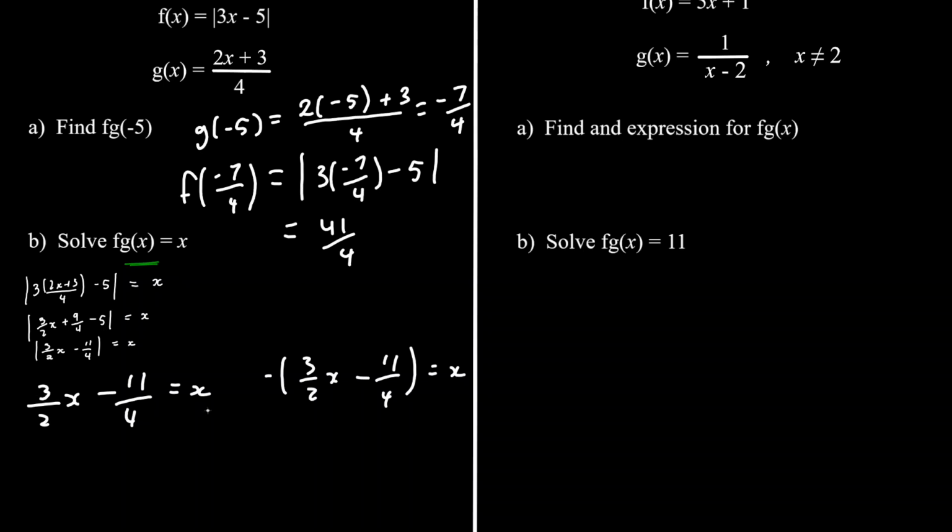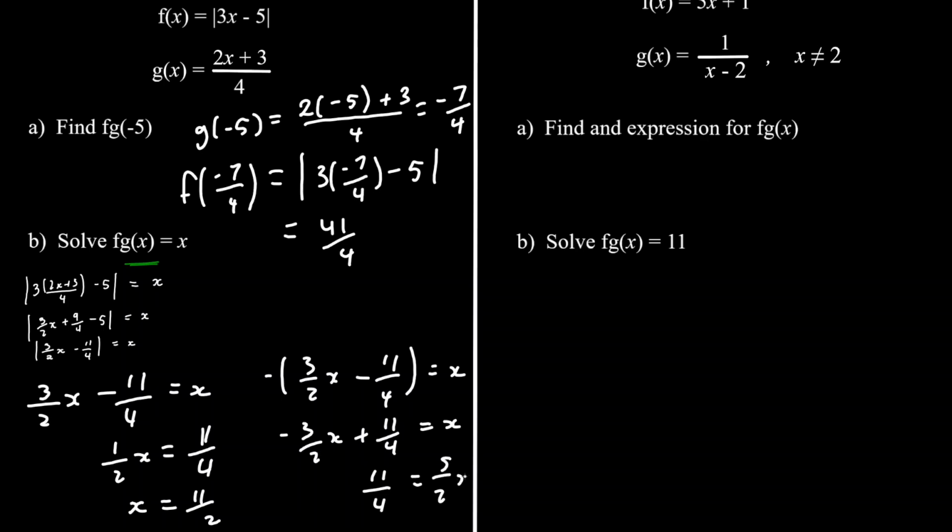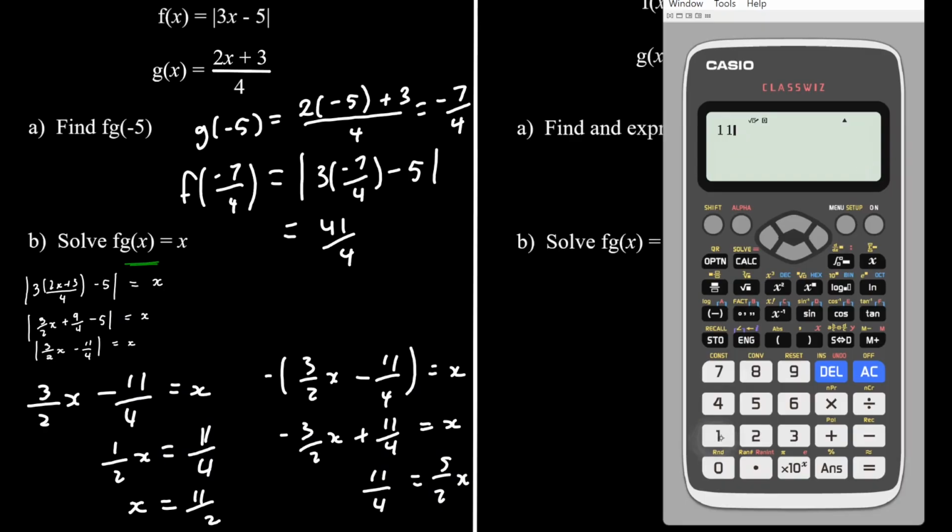So let's take away x from both sides, plus 11/4 to both sides. So half x equals 11/4. Double both sides. So x is 11 over 2. Or for the negative one, we've got minus 3 over 2 x plus 11/4 equals x. So we'll plus 1.5 x's to both sides. Then divide by 2.5. So 11 over 4 divided by 5 over 2 is 11/10.